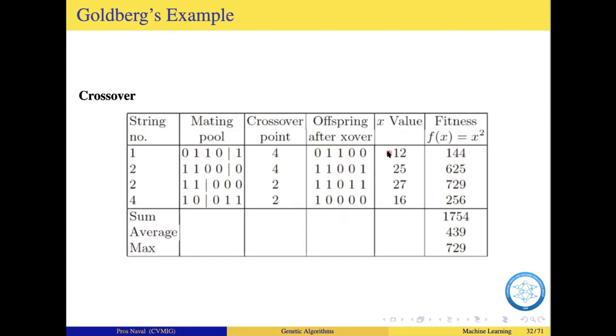So now let's take a look at the values of the x's. This maps to the values 12, 25, 27, and 16. And the fitnesses are the following. You'll notice that there's an increase in the sum, average, and maximum.